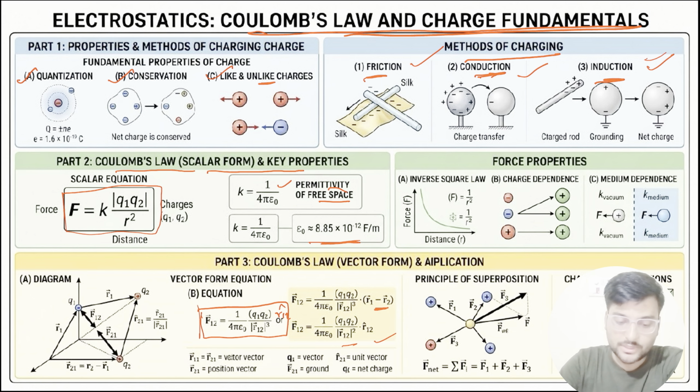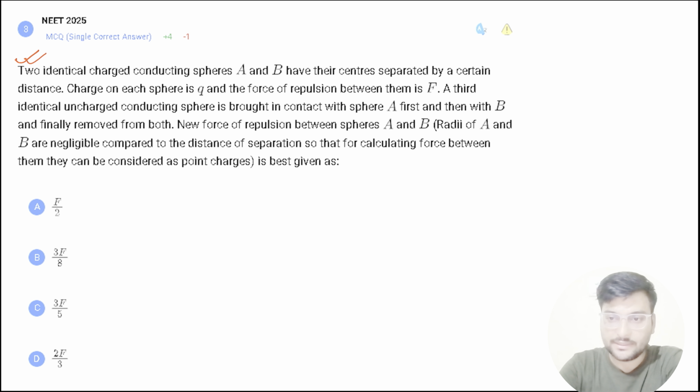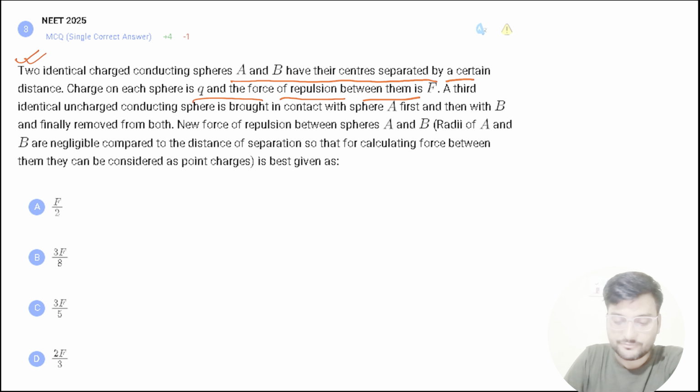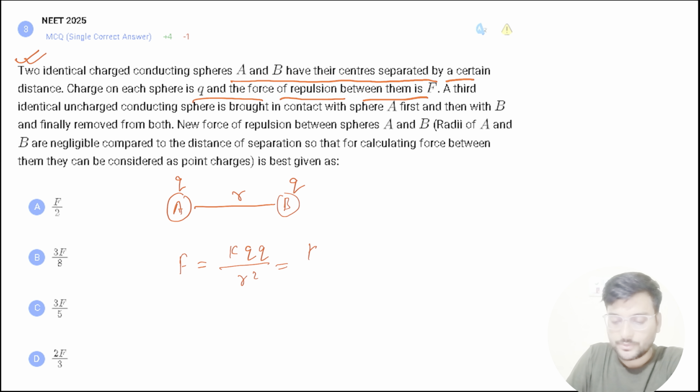So what they are saying in the question is that there are two identical charges A and B, the charge is q, and the force between them is F. Suppose A and B are two charges at distance r, so F is equal to k q q by r square, or we can say k q square by r square. Okay, now this is case 1.